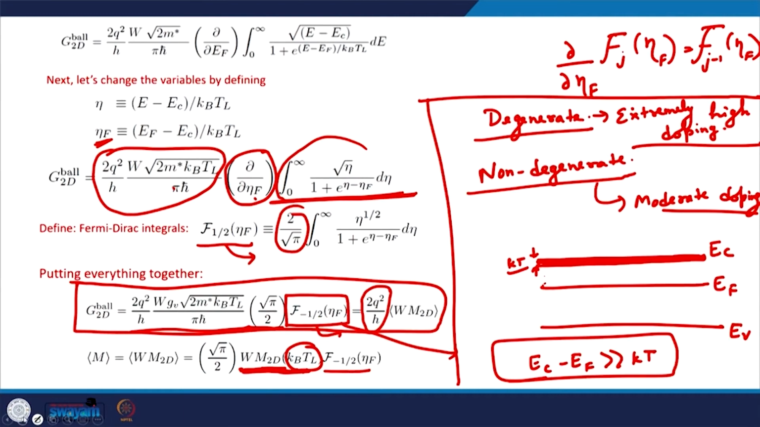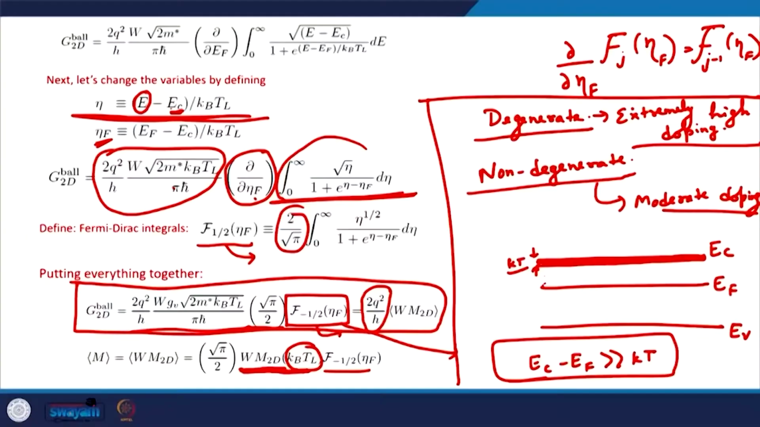So, in this case, in non-degenerate semiconductor cases, even eta is quite close to 1, because now the energy values of electrons is quite close to EC. It is only within 1 or 2 kT values of EC. So, this value is also around 1 to 2, mostly around 1.